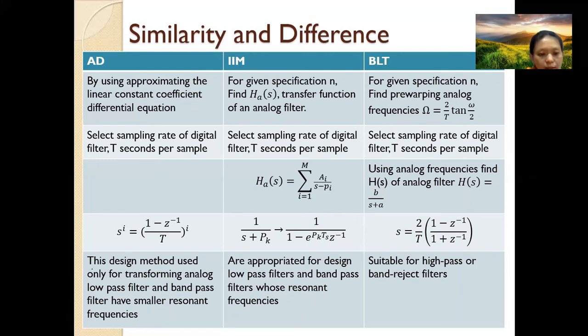Last one, for AD, this design method is only for transforming analog low pass filter and band pass filter with a smaller resonant frequency. For IIM, they are appropriate to design the low pass filter and the band pass filter with any range of the resonant frequency. For BLT, normally we use it for the high pass and the band reject filter to design these two. Okay, that's all. Thank you.